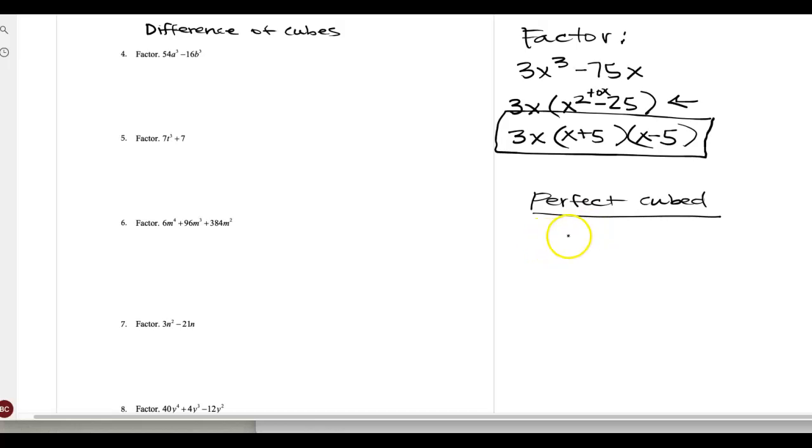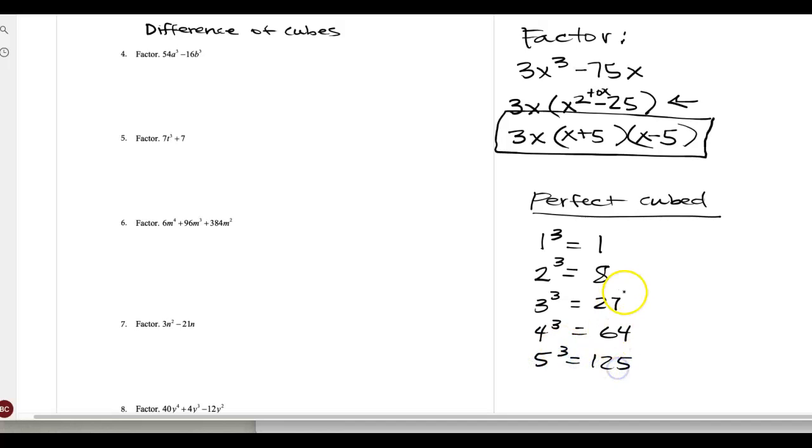So perfect cubes are like, 1 cubed is 1. So 1 is a perfect cube. 2 cubed, 2 times 2 times 2 is 8. 3 cubed, 3 times 3 times 3 is 27. 4 cubed, 4 times 4 times 4 is 64. And then 5 cubed is 125, right? So knowing up to at least there will be really helpful for you.